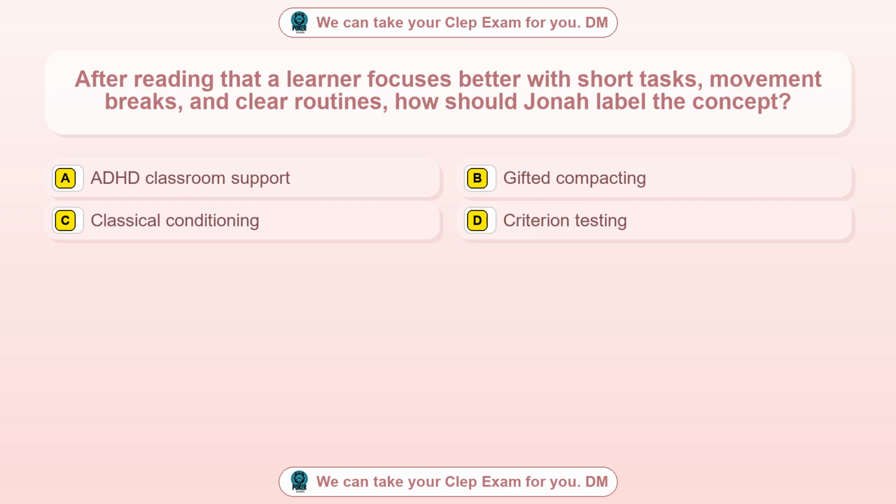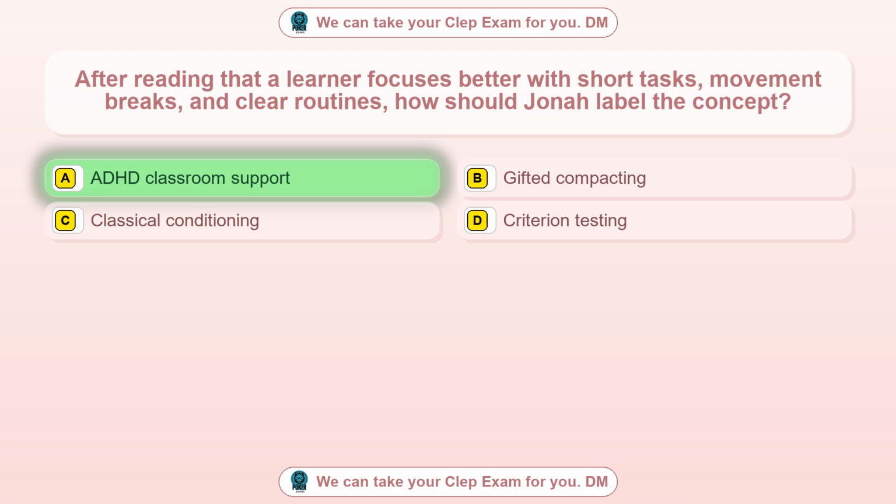Question 67. After reading that a learner focuses better with short tasks, movement breaks, and clear routines, how should Jonah label the concept? Option A, ADHD classroom support. Option B, gifted compacting. Option C, classical conditioning. Option D, criterion testing. The correct answer is option A.